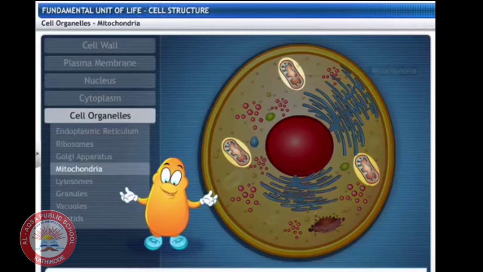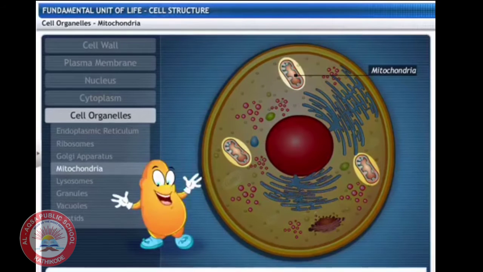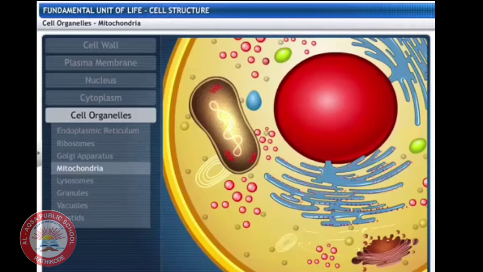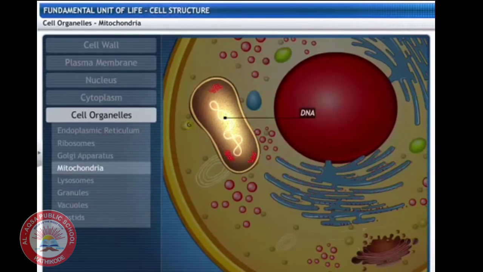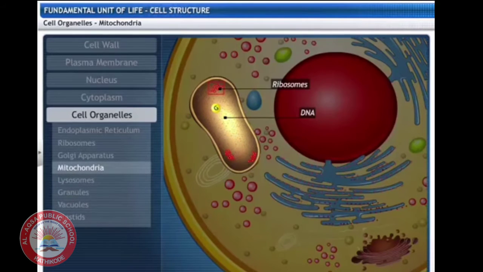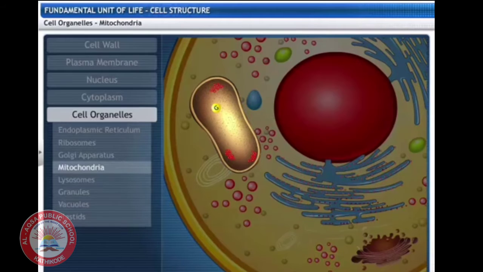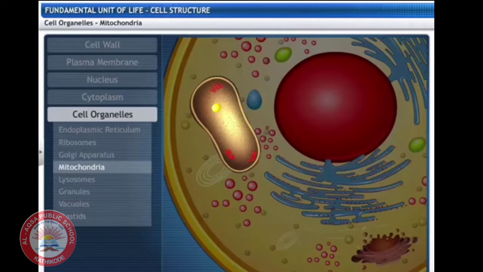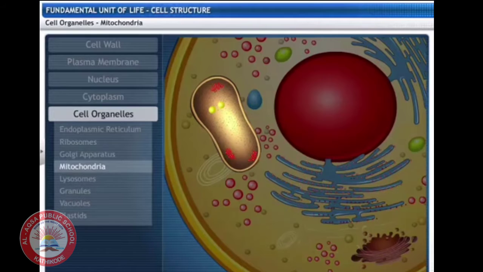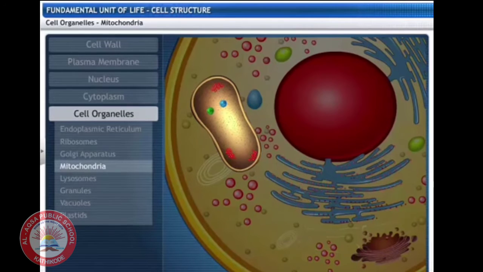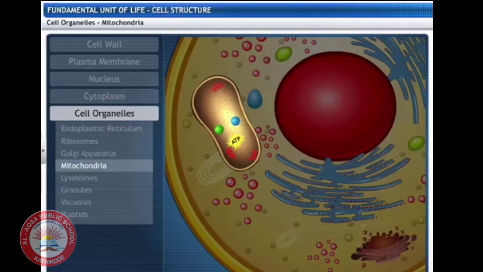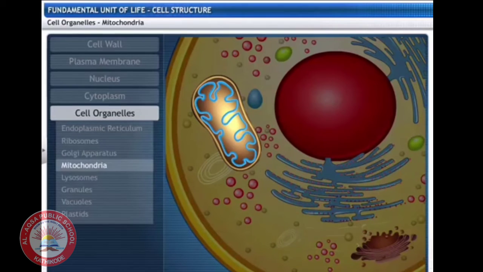The next organelle that we are going to see is the powerhouse of the cell, that is the mitochondria. Mitochondria have their own DNA and ribosomes, and so they are able to make some of their own proteins. They are known as the powerhouse of the cell because the energy required for various chemical activities of the cell is released by mitochondria in the form of ATP.